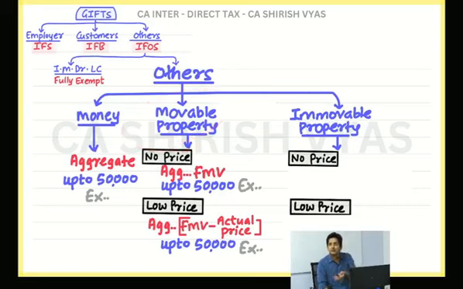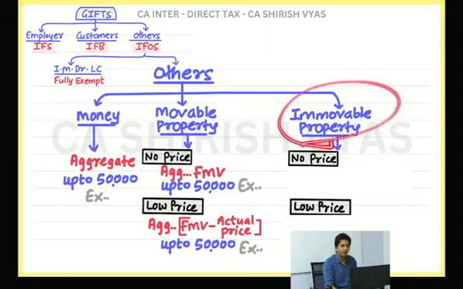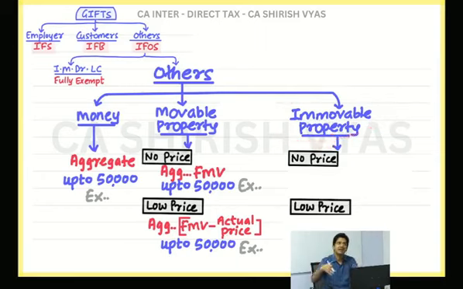Gold, silver. See, silver you can find for 1,000 rupees also. You go to some jeweler, a small silver coin you can get for 1,000 rupees. So these have petty values, so you have to aggregate. But immovable property will not have a petty value. These values are automatically in crores and lakhs.